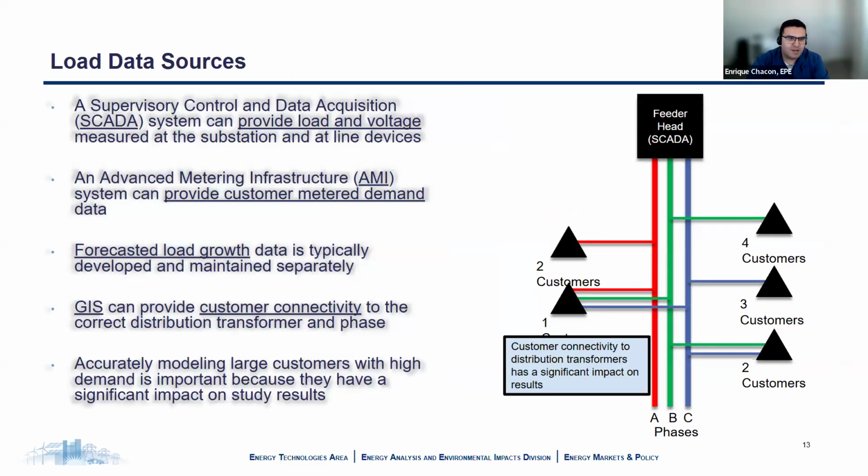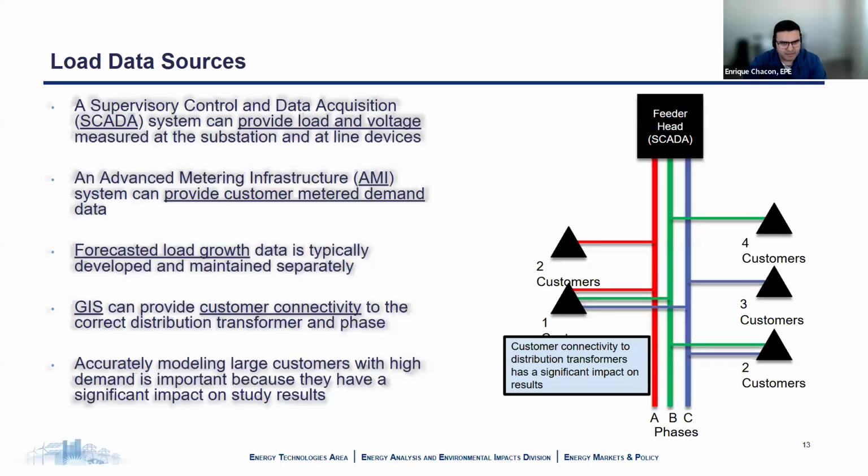Okay, so now let's talk about load data sources. We've been mentioning them as the presentation has progressed, but there's a couple of load data sources that can be used in the modeling. So one of the options is SCADA, which we refer to as supervisory control and data acquisition. That can provide load and voltage values, and normally that's measured at either the substation transformer or maybe the circuit breaker or the very beginning of the line. This is where we typically see the SCADA information captured.